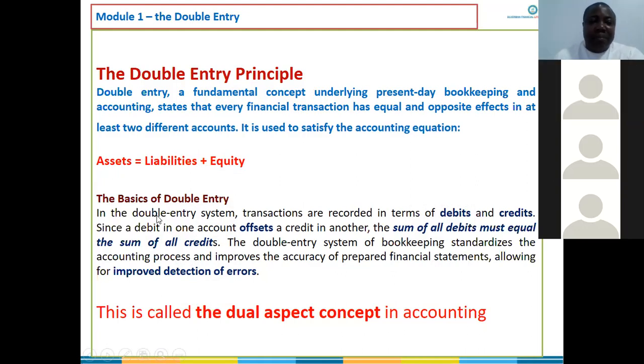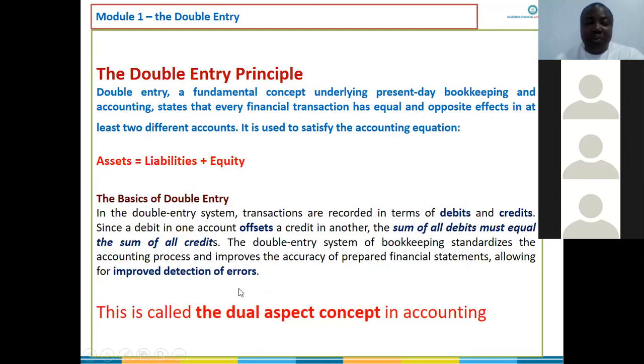Now the basics. What is the basic of the double entry? The transactions are recorded in terms of debits and credits. Since a debit in one account offsets a credit in another, the sum of all debits must equal the sum of all credits. That is how it is. Then the double entry system of bookkeeping standardizes the accounting process and improves the accuracy of preparing financial statements, allowing for improved detection of errors.